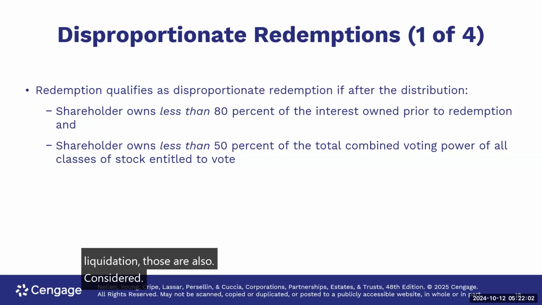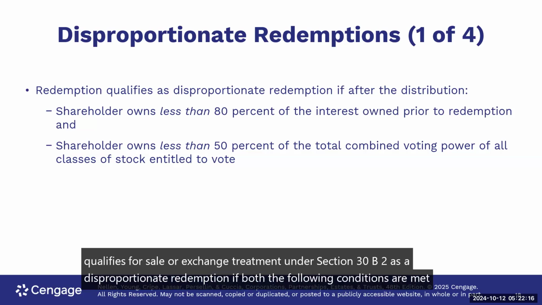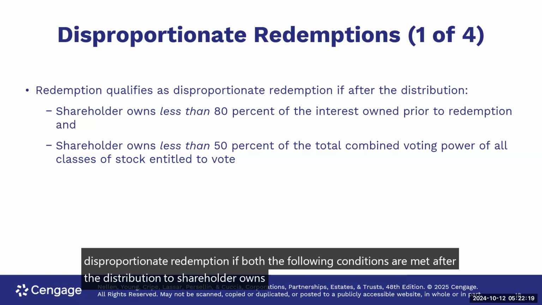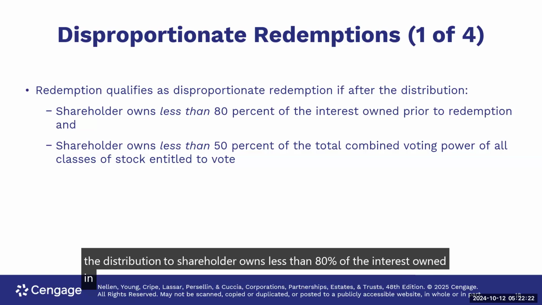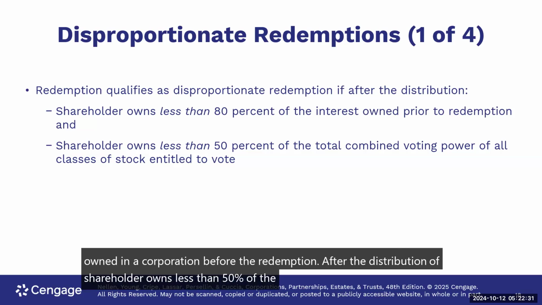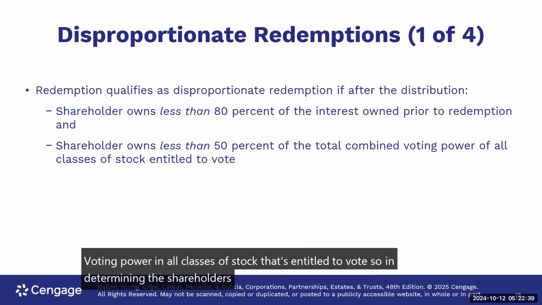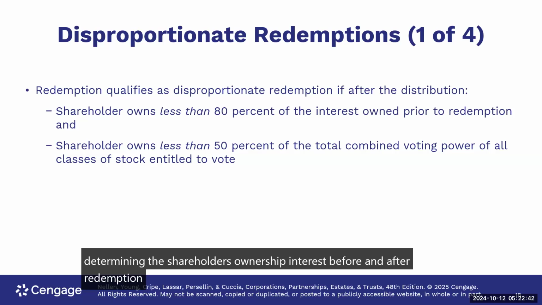Next, we have disproportionate redemptions. A stock redemption qualifies for sale or exchange treatment under Section 302(b)(2) as a disproportionate redemption if both of the following conditions are met. After the distribution, the shareholder owns less than 80% of the interest owned in the corporation before the redemption. After the distribution, the shareholder owns less than 50% of the total combined voting power in all classes of stock that's entitled to vote. In determining the shareholder's ownership interest before and after redemption, the attribution rules apply as well.